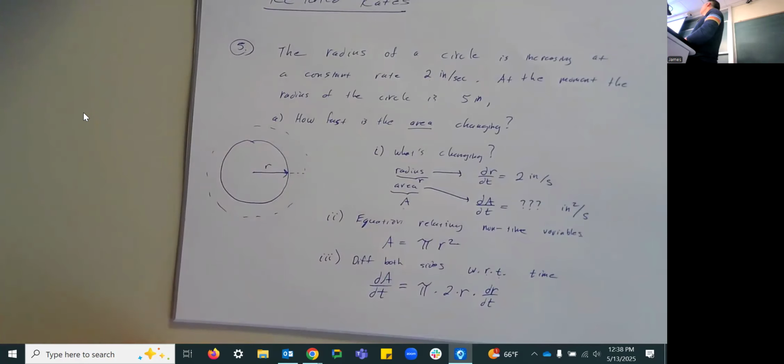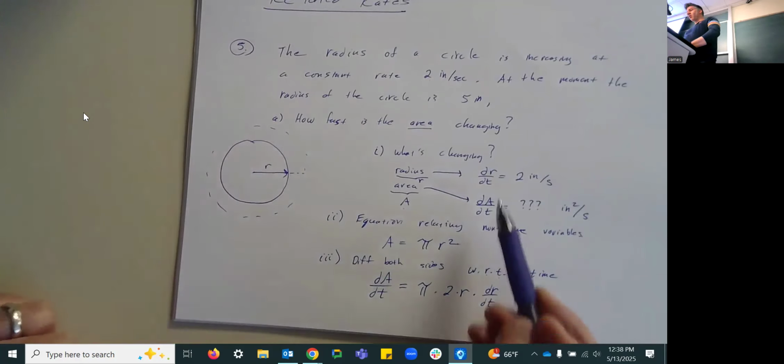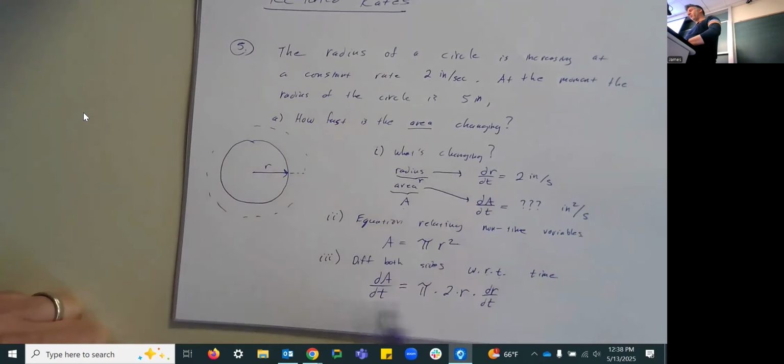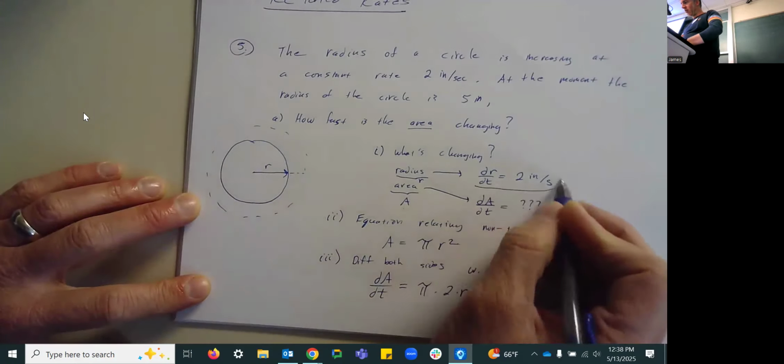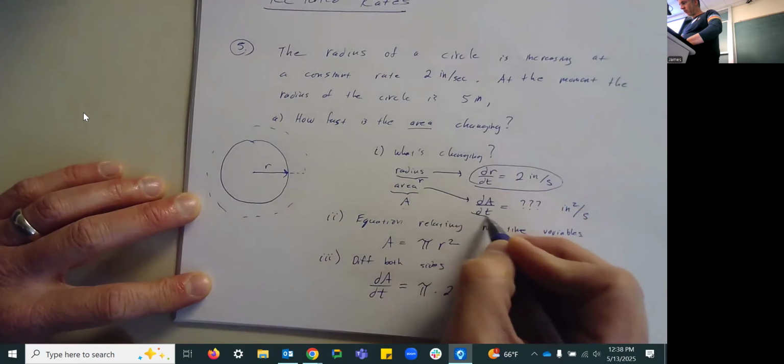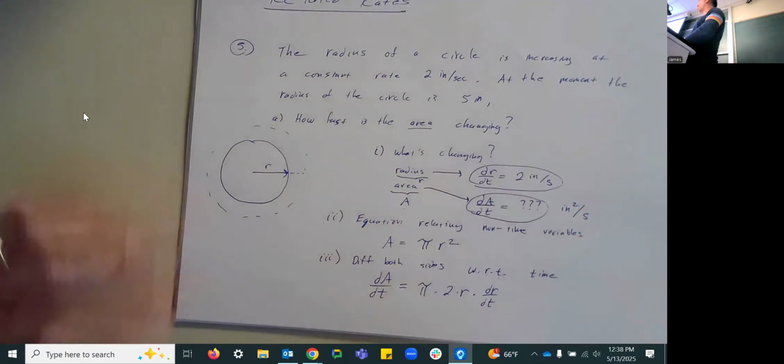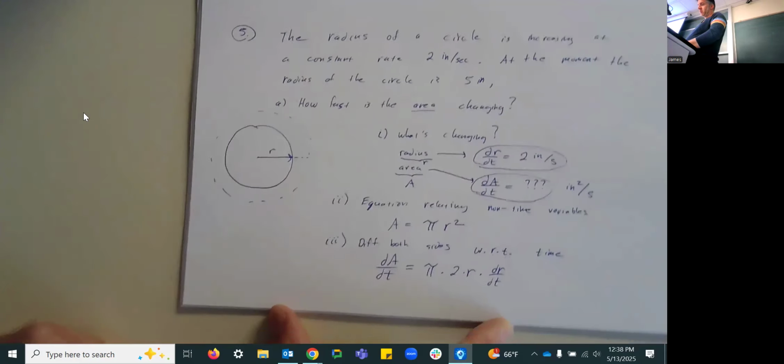Helpful hint. If the rate you know and the rate you're looking for don't show up after you've differentiated both sides, you probably have made an error, right? You want both this thing that we know and this thing that we're trying to solve for. We want both of those to show up after we take the derivative of both sides.